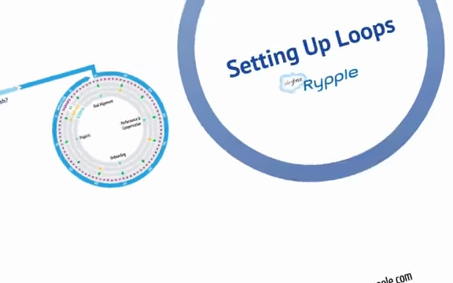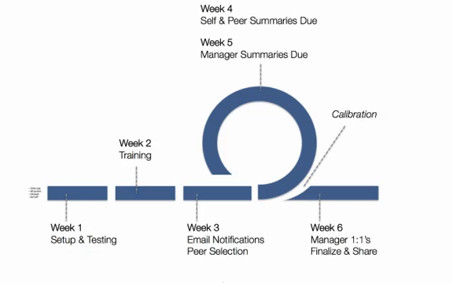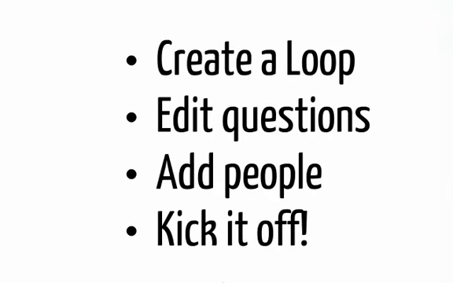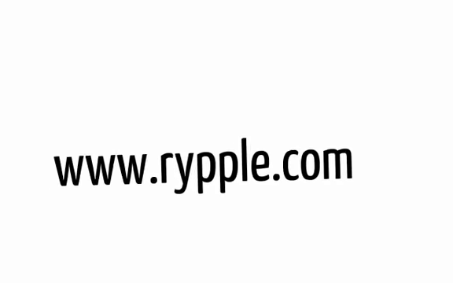So what does this process look like? Before you can have your team do self and peer summaries, and before your managers can have their one-on-ones and finish the loop, you have to set it up. We're about to cover all of that, from creating a loop to kicking it off. So let's get into it.